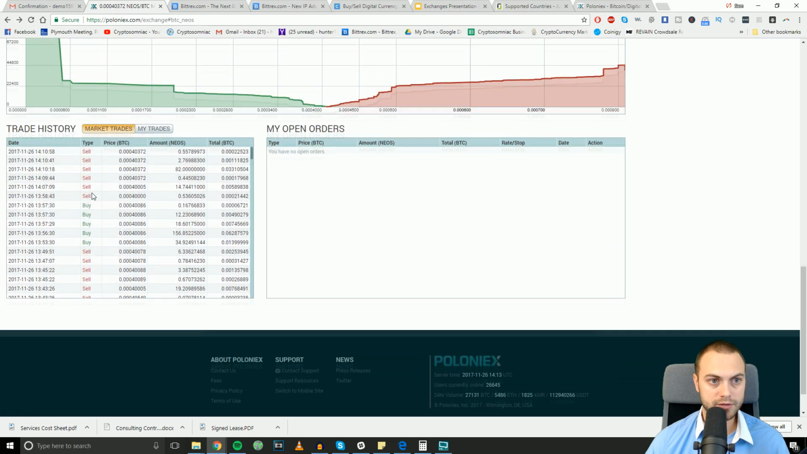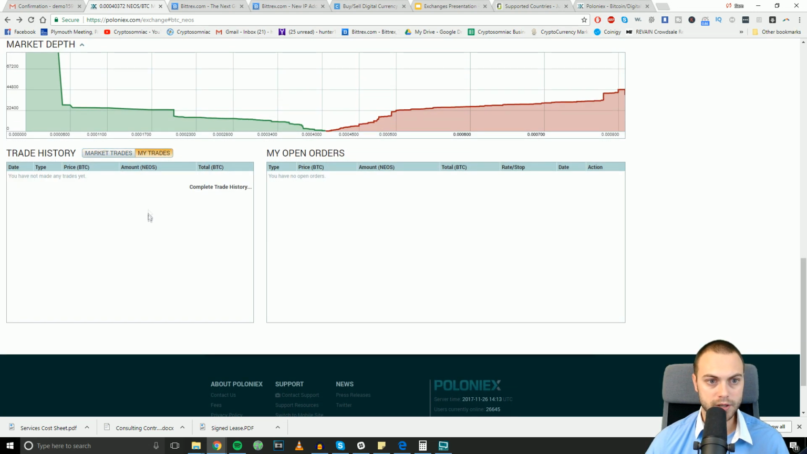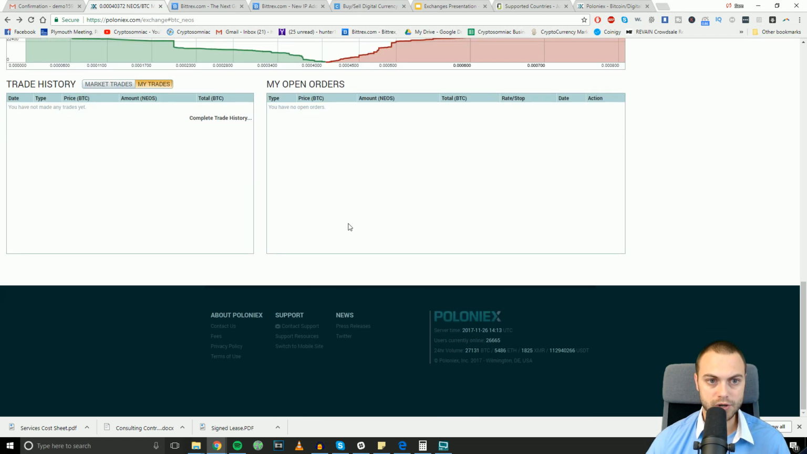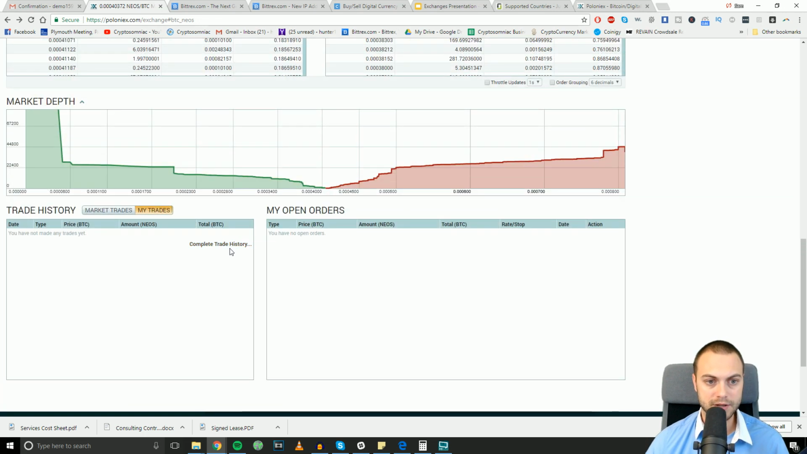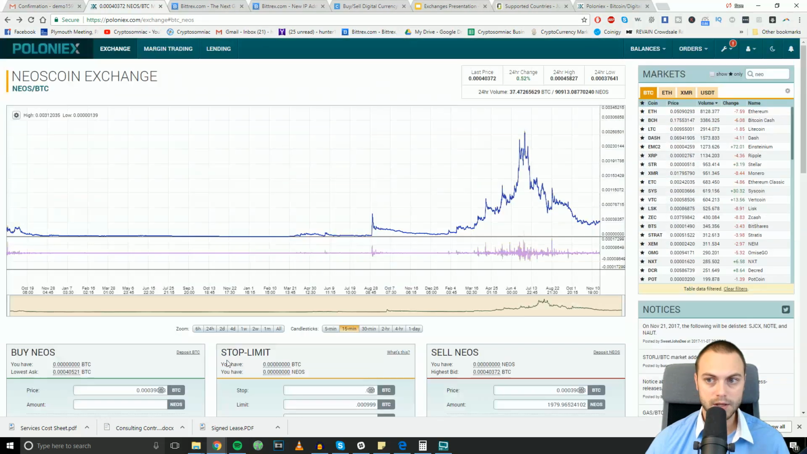You have the trade history of the market. You can also sort it, your trades right here. You have your open trades, which are ones that have not been fulfilled yet. You have your completed trades right here. And that pretty much covers the home page. It's really most of what you need to know is done right here.